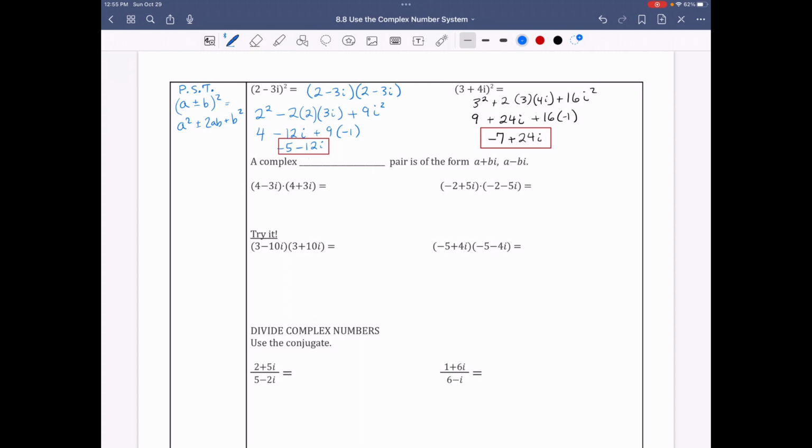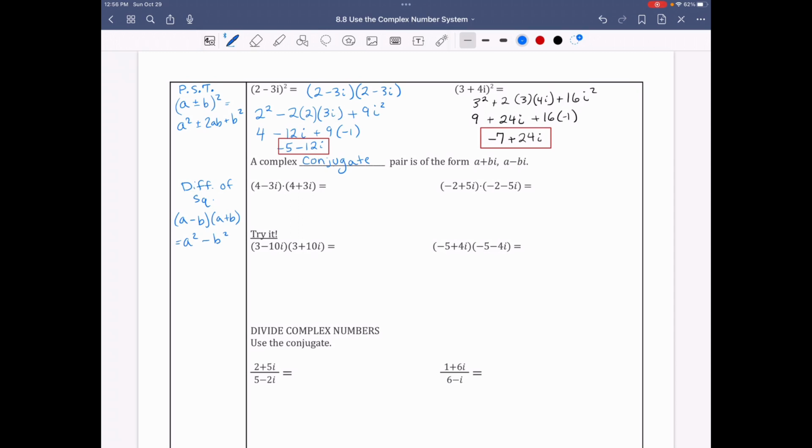Moving on, we have a complex conjugate. You've seen this word before. A conjugate pair is of the form a plus bi and a minus bi. When we multiply conjugates, they are differences of squares. So a difference of squares looks like a minus b and a plus b. When we FOIL that, we get a squared minus b squared.